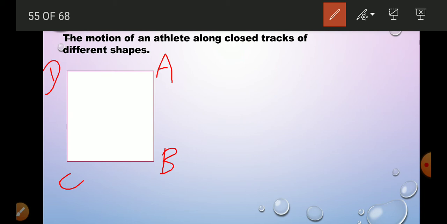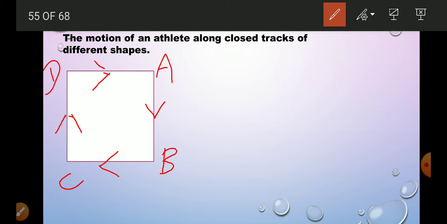You can see here, if he starts from A, AB, now the direction has changed, that is BC, and at point C again he has to change his direction, and at point D again he has to change his direction, right? So here the athlete has to change his direction 4 times.